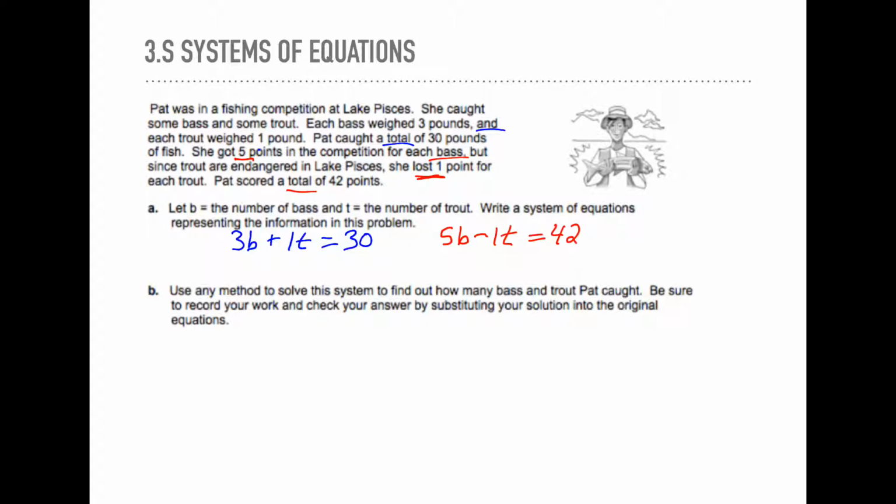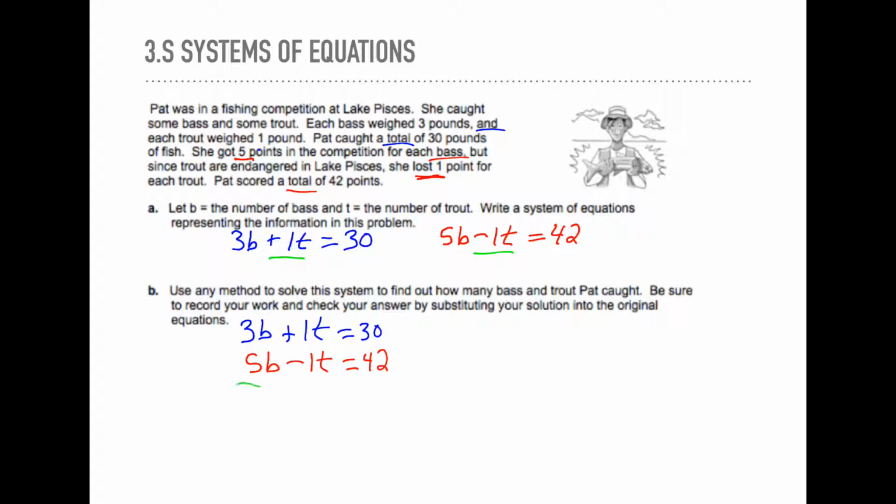So I'm looking at these equations right now, trying to decide what's going to be the best method. And I see that, first of all, neither equation is solved for 1, so I don't have b equals or t equals. So that probably means substitution is not going to be my best bet. I do see we've got a positive 1t and a negative 1t, so that tells me this is going to be set up perfect for elimination. So let's solve it, and let's line them up on top of each other. So there's my first equation representing the pounds. Here's my second equation representing the points.